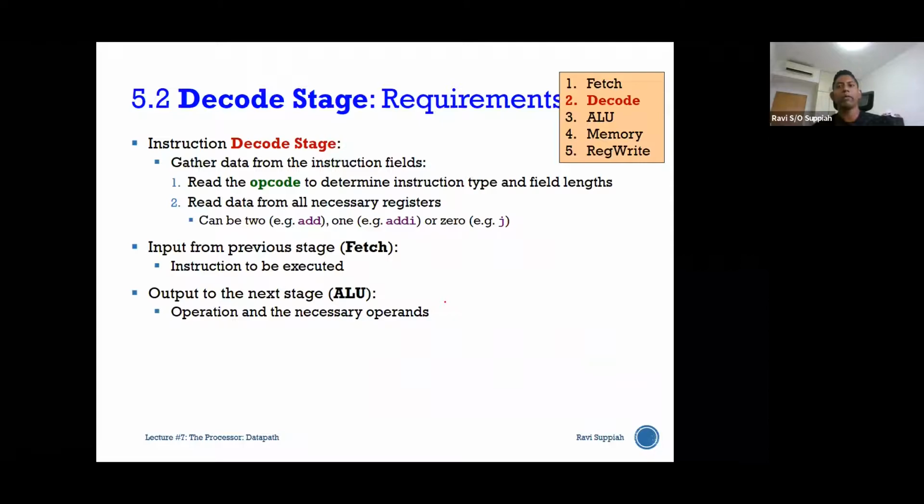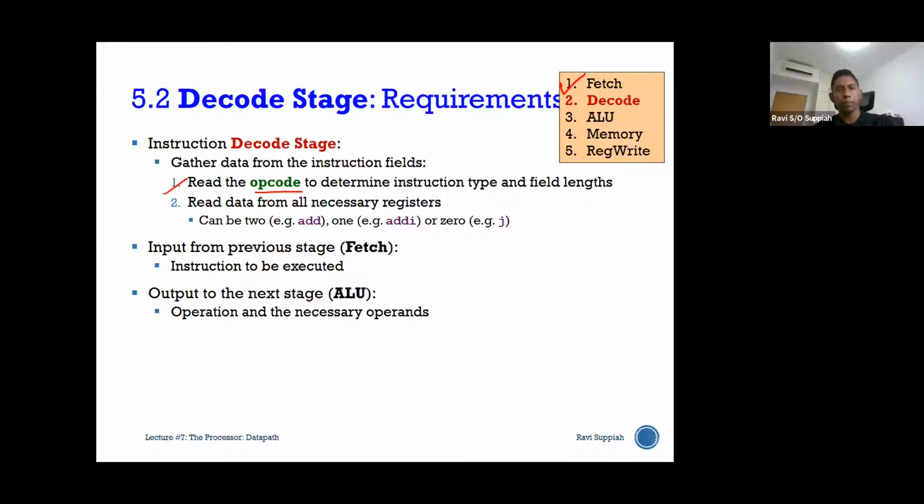Now we have completed the first stage. So this is done already, and now we are at the decode stage. So what do we do in the decode stage? In the decode stage, we want to get two things. Firstly, we want to read the opcode to know exactly what we need to do.